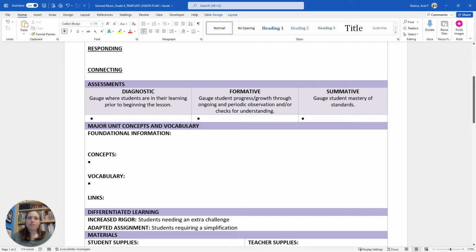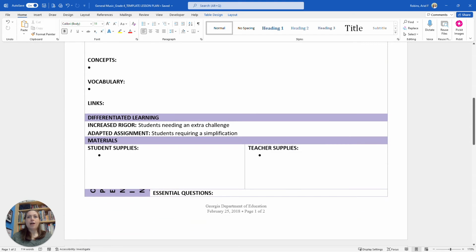So here's foundational information, like what they need to know beforehand, what concepts you're going to be covering, what are the main highlighted concepts, what are some new vocabulary terms for this lesson that you're going to be teaching, and then any links that you might be using in the lesson. And again, this is not required, but it's nice to have it all in one place to refer back to later.